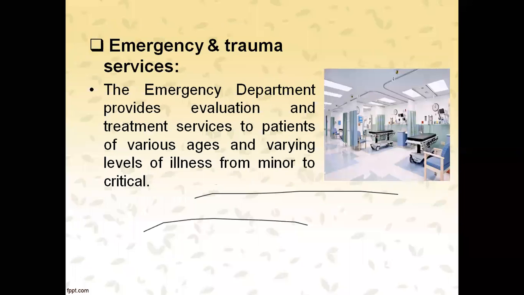Then comes the emergency and trauma services. These services are usually given to any type of patient coming to the emergency department. Every hospital usually has an emergency department. Here, different types of patients come with many problems. The main aim of emergency, as the word itself says, is to provide immediate care. Whoever comes here, first of all we have to assess the condition, and based on that we provide immediate care to the patient.